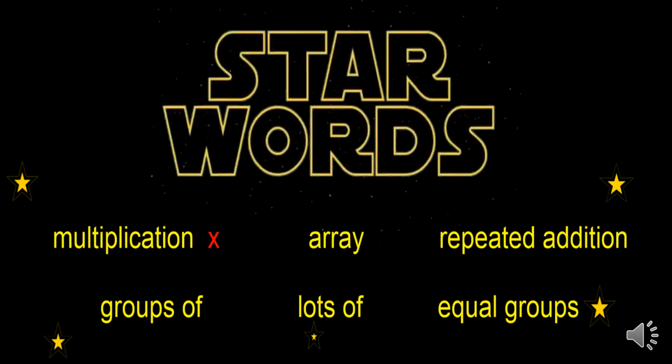Our first star word says multiplication because this is the operation we're learning about today. We've also got the words array and repeated addition, which we'll talk about a little bit later. We've also got the phrases groups of and lots of, and these are words we use when we're thinking about multiplication. And we've also got the phrase equal groups because it's very important that when we multiply, we use equal groups so it is fair, and each group has the same amount.